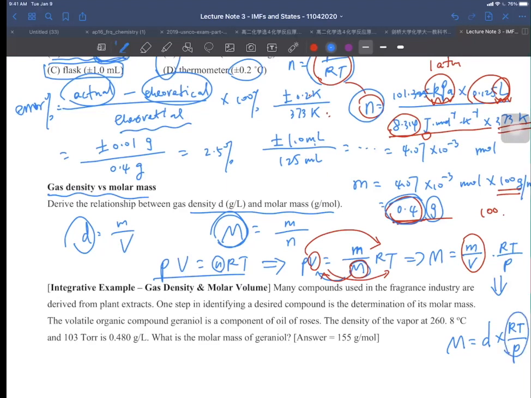So why do I want to derive an equation like this? Because I can conclude now, at the same temperature and pressure, the molar mass is proportional to the density, or the density is proportional to the molar mass. Why is this important?